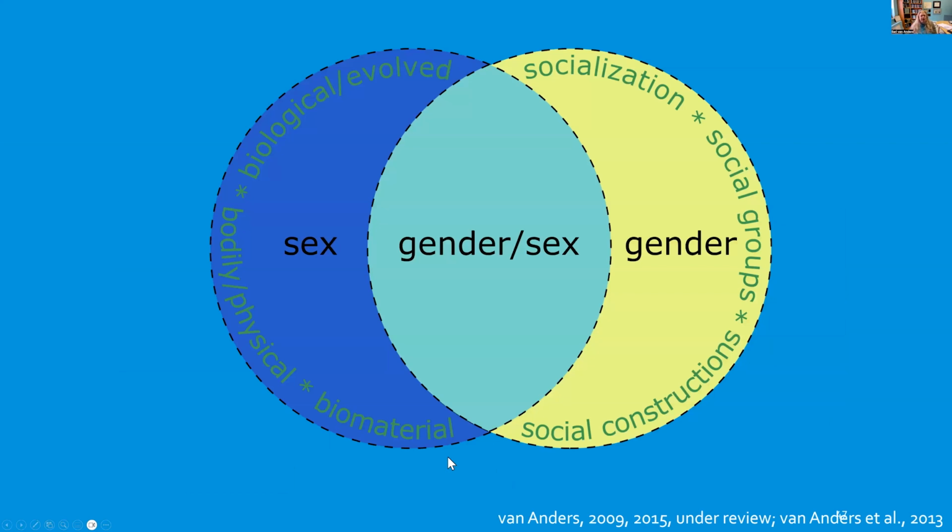And here's just a diagram I have that I love, and it took a lot of time to make, so I want to show it to you as a visual that helps us put that into perspective. Gender sex is the space where these things are overlapping or could be overlapping.